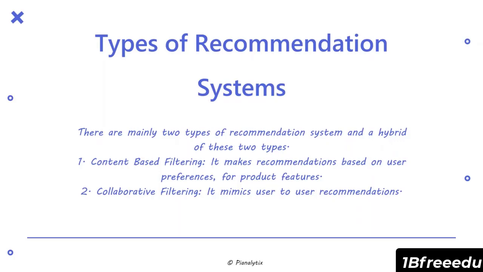So this is a brief about the types of recommendation systems that exist. There are mainly two types, and then there's a mixture of both types. The first type is content-based filtering systems. It makes recommendations based on user preferences for product features. So this type of filtering is dependent upon users and their behavior.